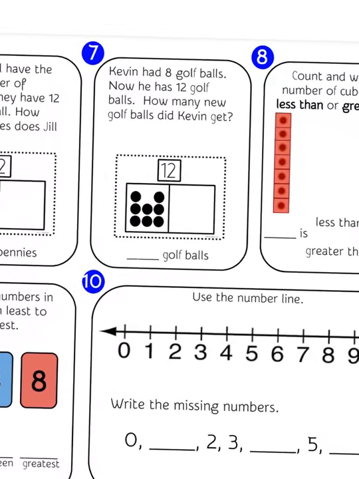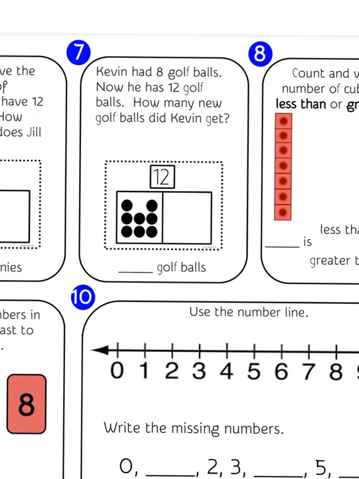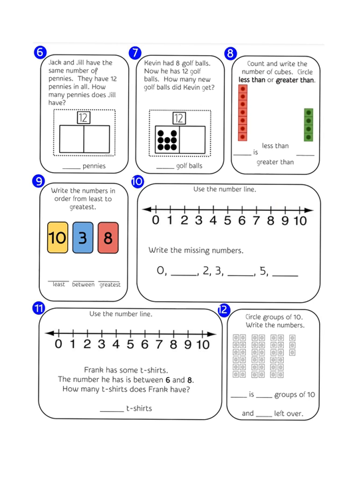Kevin had 8 golf balls. Now he has 12 golf balls. How many new golf balls did Kevin get? So remember, we know he has 12 in all. He started with 8. You need to tell me how many new ones did he get, and then write that number on the line. Okay, we're on number 8.